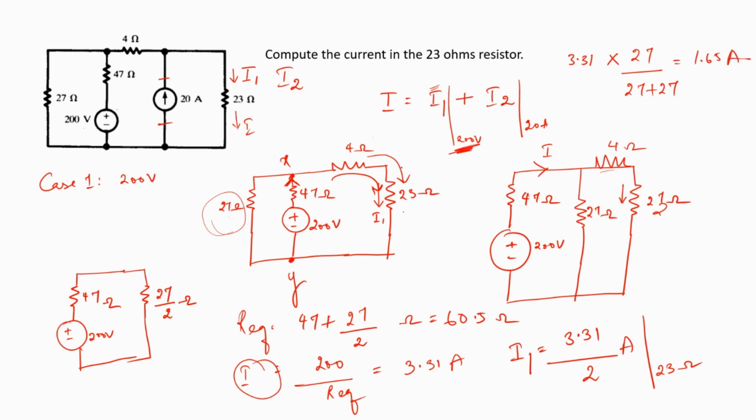Let me now compute I2. In order to do that, I am going to consider only the 20 amps current source, and I'm going to ignore the 200 volts. Now this is a voltage source, so the voltage source has to be short circuited, and then I'm going to find out the effect of the 20 amps current source in the entire circuit. So let's see how this is done.